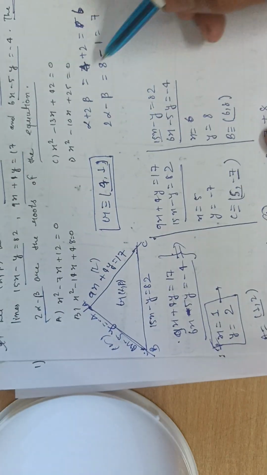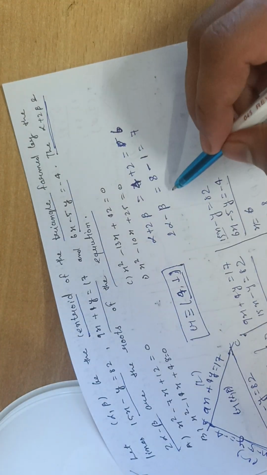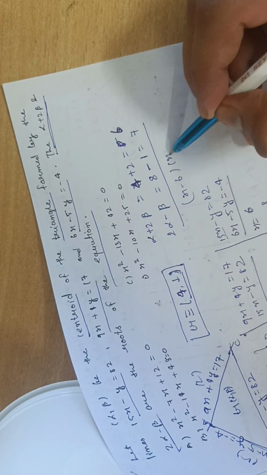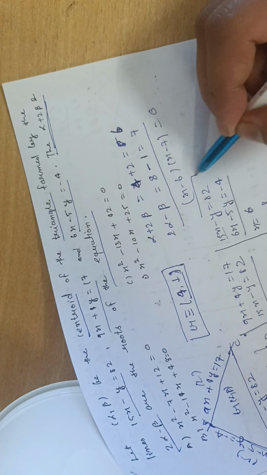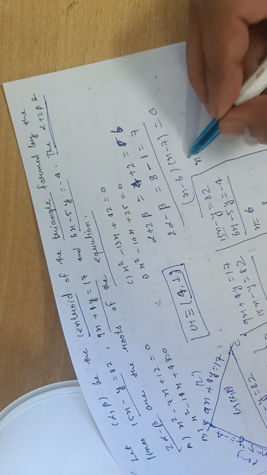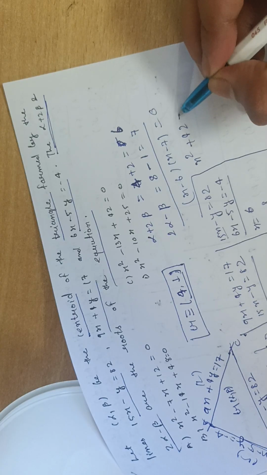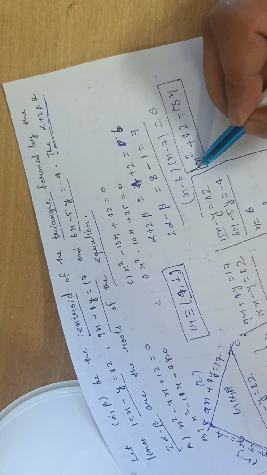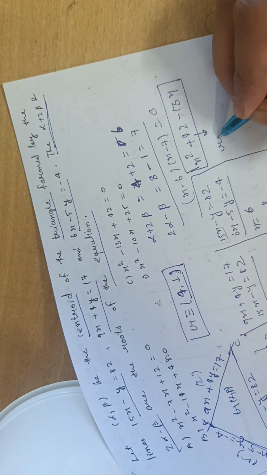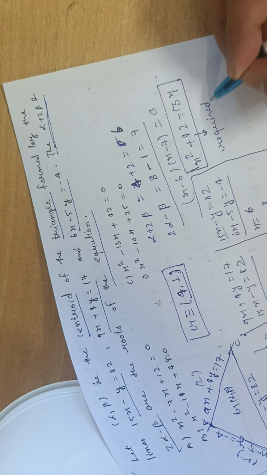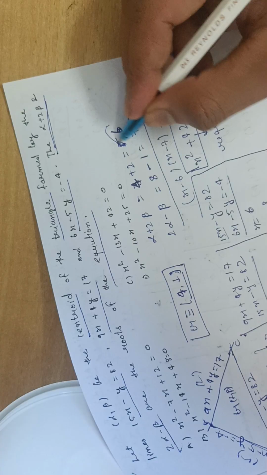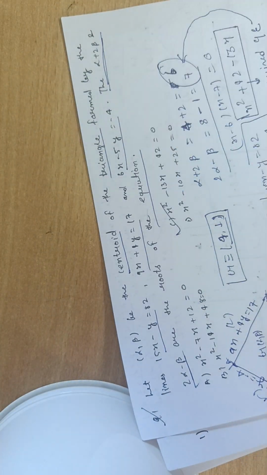We put this value in that equation, and we have to find the equation which has these roots. Now we will approach it like this. We will solve this. So this is our required quadratic equation, which has these two roots, 6 and 7, and if we see the options, option C is the right one.